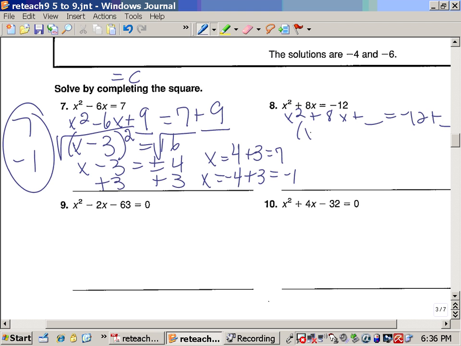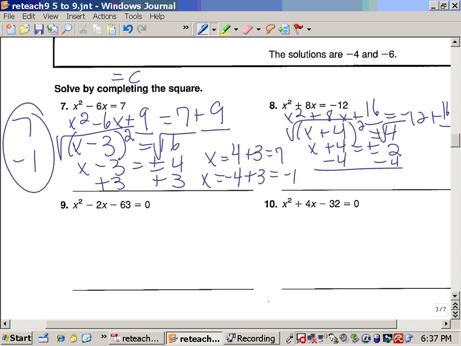I need to take half of the 8, that gives me a 4, square the 4, and I get 16. On the right-hand side, negative 12 plus 16 is 4. Take the square root of each side, and x plus 4 is positive and negative 2.